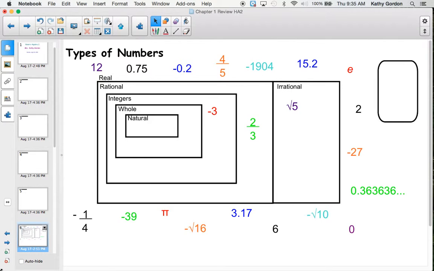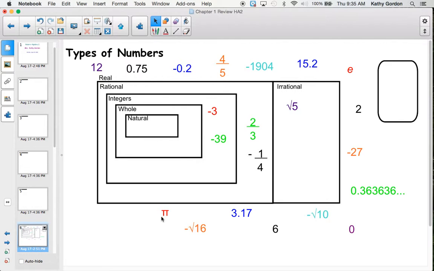How about -1/4? Rational, good. What do you suppose the most common mistake with -1/4 is? Where would they put it? Integers. Because we sometimes think, oh, negative, integer. But remember, integers are only whole numbers and their opposites. So anything that's a fraction or a decimal that's negative doesn't go in the integers, it goes in the rationals. Okay, good. -39. That's an integer. Put that one over there.